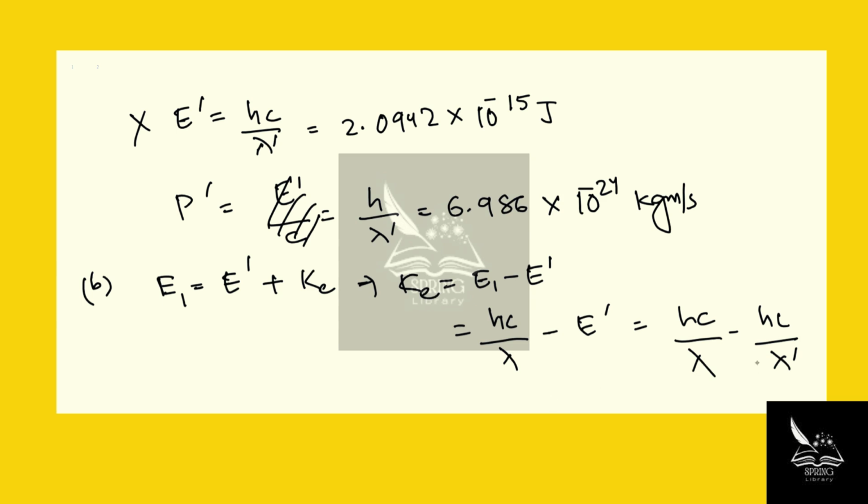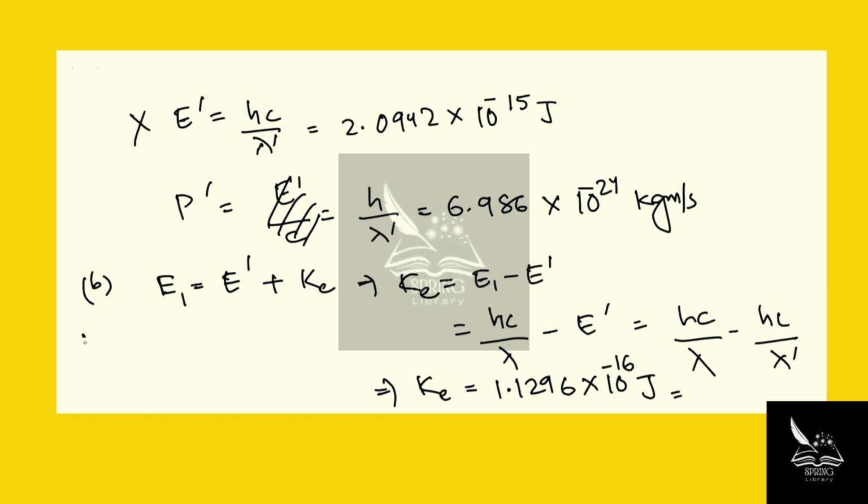Now you can again substitute lambda and lambda dash over here, or lambda and E dash if you already have E dash calculated, and solve for the kinetic energy. And doing so, you'll find this value to be 1.1296 times 10 to the power minus 16 joules.